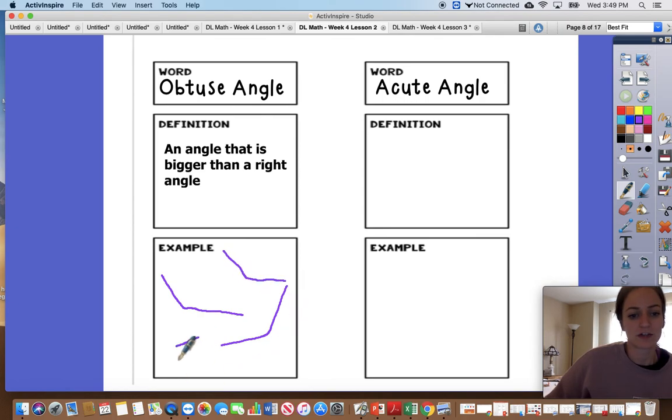Now remember, I'm not going to draw it like this. That's acute. It's squished together, right? The lines are squished together. So that is not an example. These are all examples of obtuse.